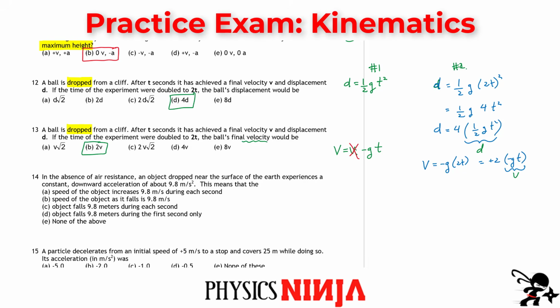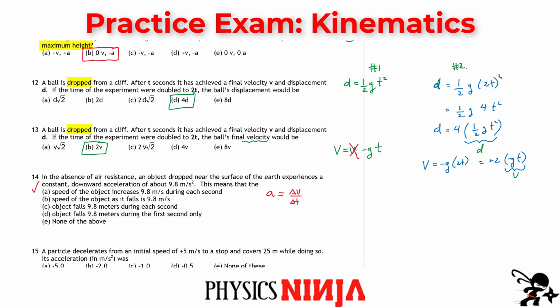Let's keep going. In the absence of air resistance, an object dropped near the surface of the Earth experiences a constant downward acceleration. They want to know what that actually means. Does it mean that the speed of the object increases 9.8 during each second? Remember our definition of acceleration. It tells you how the velocity changes for every single unit of time. So actually, this one looks good to me. Let's read the other ones.